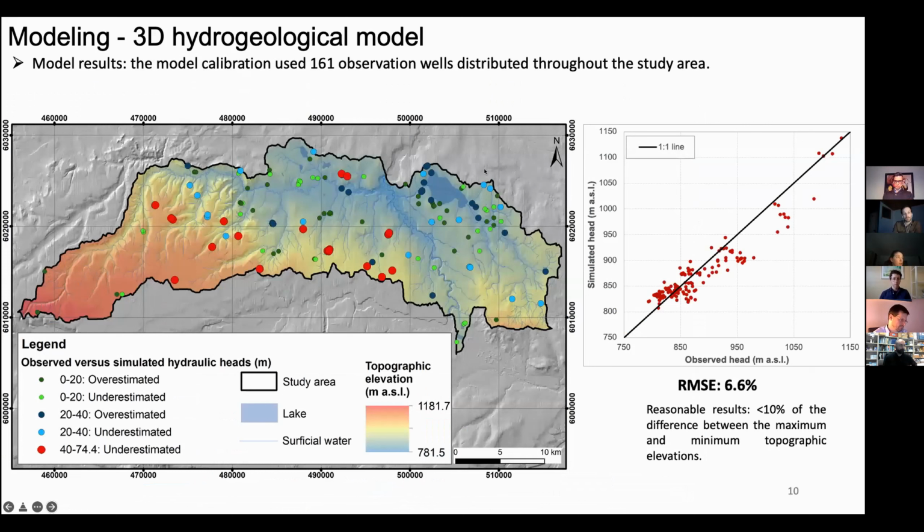The model calibration included 161 observation wells distributed throughout the study area. This map shows the difference between the observed and simulated hydraulic head. So the underestimated values are represented by light colors, whereas the overestimated values are represented in dark colors. According to this, we got a root mean square error equal to 6.6%, which is less than 10%. So the model results are considered reasonable.